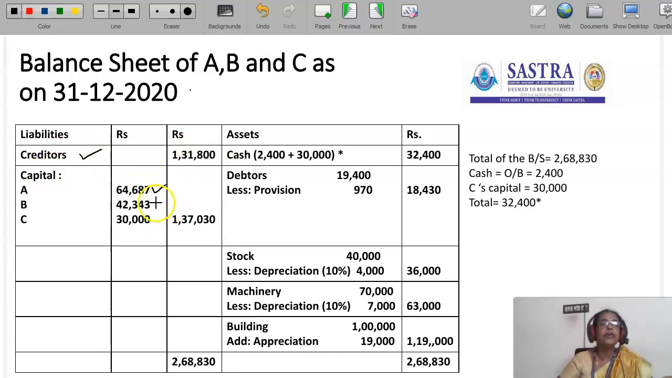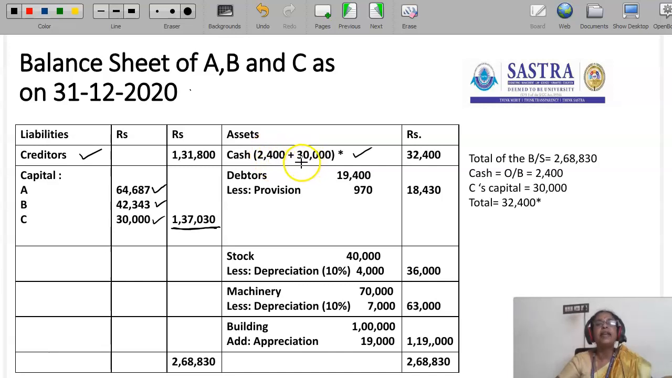A's capital is 64,687. B's capital is 42,343. C's capital is 30,000. So the total capital of the firm is 1,37,030. Then go to the asset side. Cash, the opening balance or the cash balance in the balance sheet is 2,400.